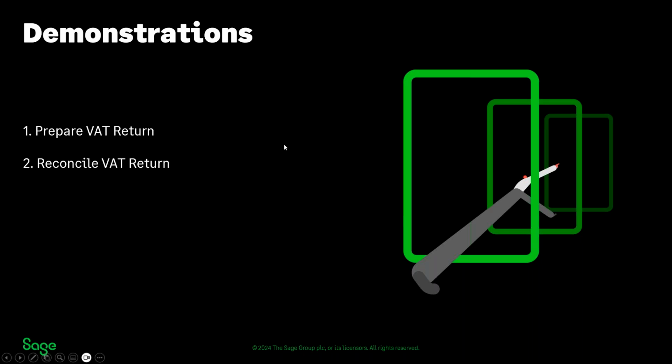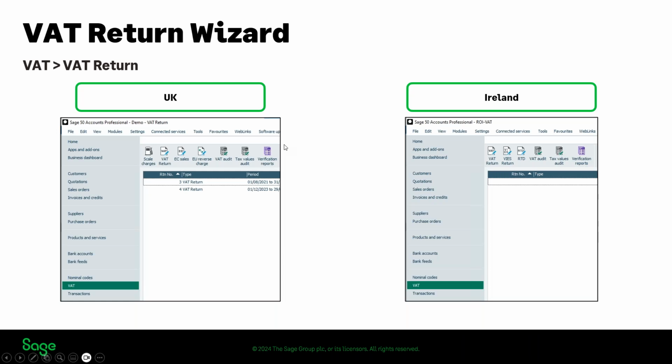Okay, so first of all, the VAT return wizard can be found in your VAT module, and as I mentioned, it's very similar in the UK and Ireland, but you will see some slightly different options along the top if you are in the Republic of Ireland. So you'll both have VAT returns, but in Ireland we have the VEES return, the RTD return, whereas in the UK we've got the VAT return, but we've also got EC sales and EU reverse charge. So you will be able to tell quite easily which country you've got set up.